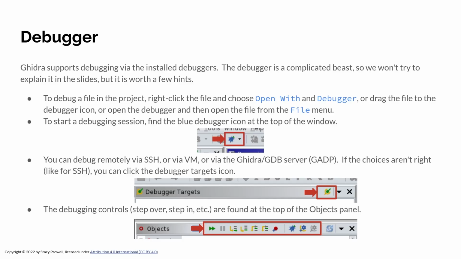Debugging controls are right there at the top of the little objects display. You may have to look for them a little bit. Every time I bring this up, for some reason, I don't know where to look for them, and it takes me a moment to get oriented and find them. They're the usual ones, right? Step over, step into, step out of, etc.